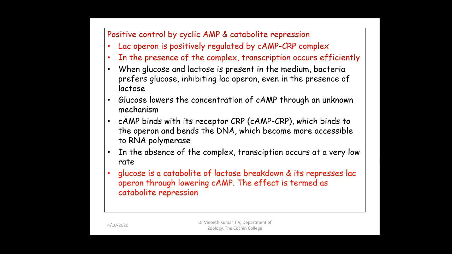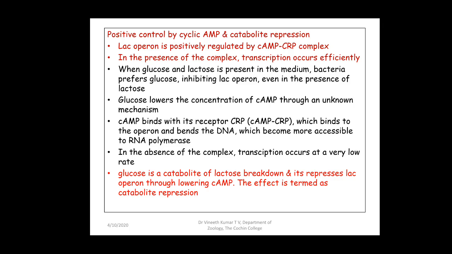Because when lactose is present, the repressor does not bind, as they form a complex. So there was a question of how the lac operon is inhibited even in the presence of lactose. The reason was this: for the lac operon, a positive inducer, stimulator or activator was required, which is the cAMP-CRP complex. When glucose is present, the level of cAMP gradually decreases and the complex is not formed. That is why the lac operon stands inhibited even in the presence of lactose when glucose is present.